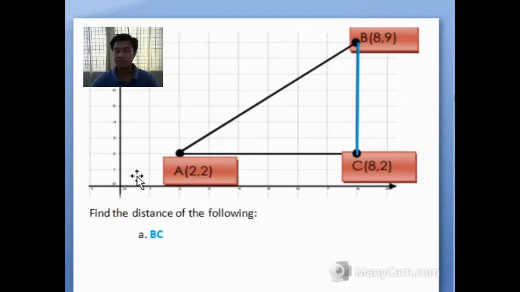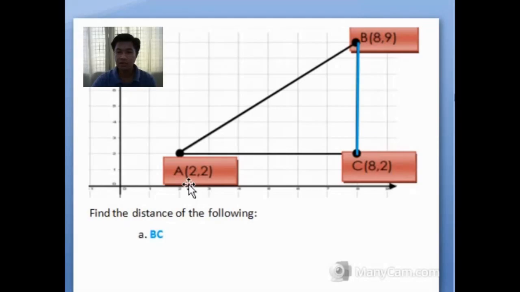We will take another example, and this time it is in a graphical form. So we have 3 points, which is point A, point B, and point C. They are plotted in a Cartesian plane. So we have here their coordinates. The coordinates of A is (2, 2). The coordinates of C is (8, 2). And the coordinates of B is (8, 9).